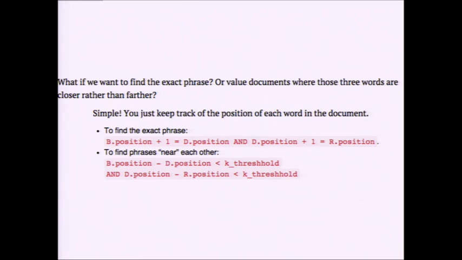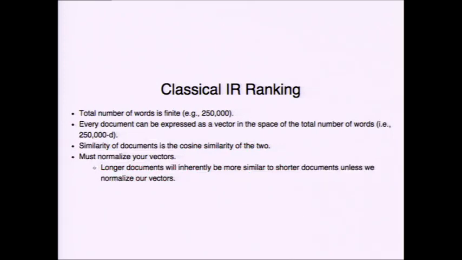So if you want the exact phrase, what you're probably going to do is something like the position of Berkeley is going to be one less than the position of database, which will be one less than the position of research. Or perhaps you want them to be near each other. So you'll make sure that the difference between the positions is less than some threshold k. And that'll give you documents where Berkeley, database, and research are all close to each other.